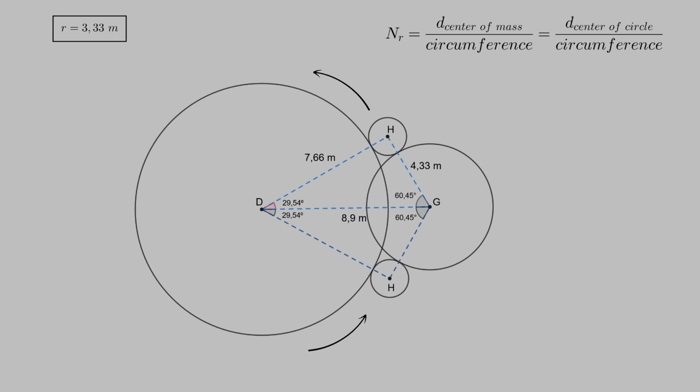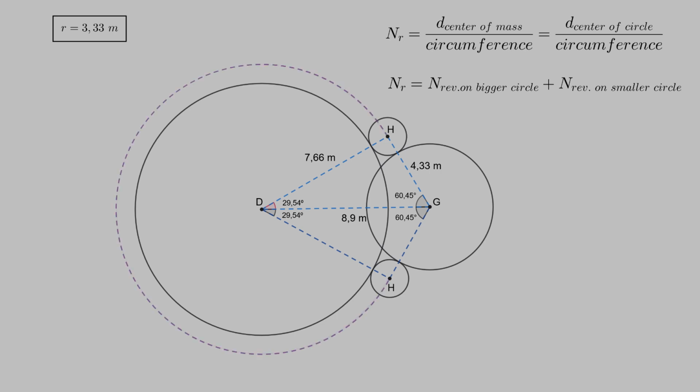So the total revolutions this rolling circle makes is the revolutions it makes when it's on the bigger circle, plus the revolutions it makes when it's on the smaller circle. So let's calculate the former first. Let's find the distance the center of the rolling circle makes when it revolves around the bigger circle. The distance is the arc length of this bigger circle here.